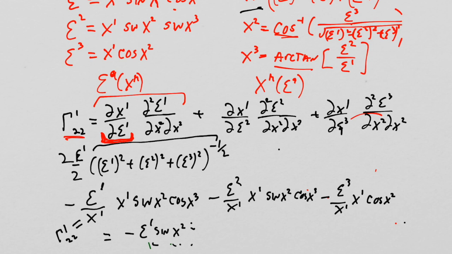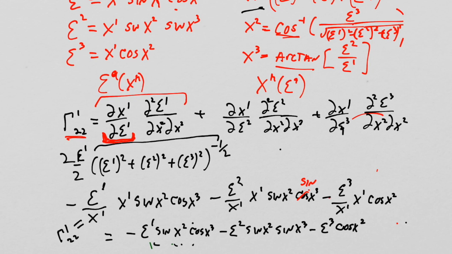Sine x2 cosine x3 minus c2 sine x2, this should be a sine x3. So I'm going to make a little red correction. Sine x3, and this is going to be sine x2 sine x3 minus c3 cosine x2, like that.